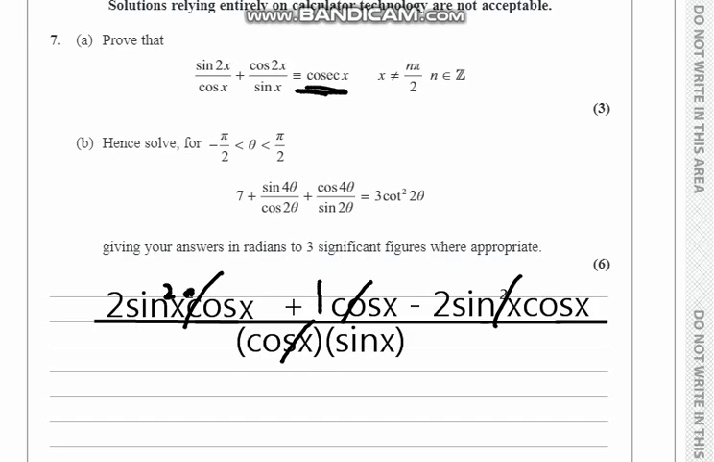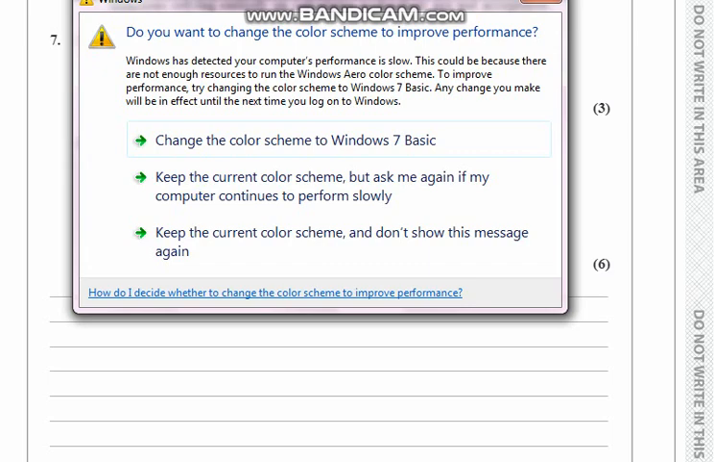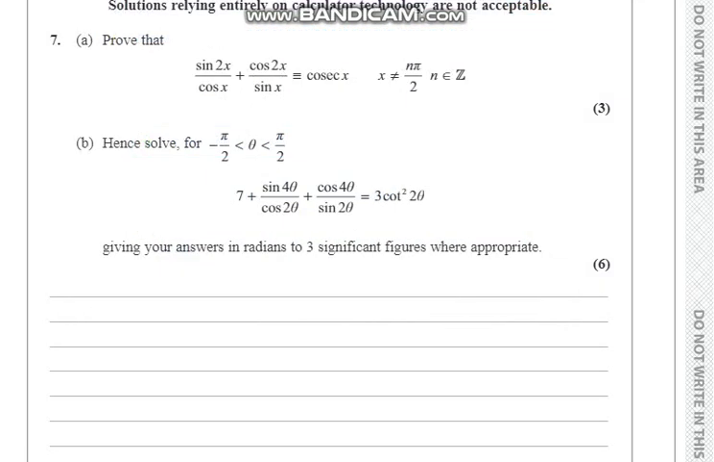Moving on to part B. Hence solve for minus pi upon 2 less than theta less than pi upon 2, that's the domain. And they're asking us that 7 plus sin 4 theta upon cos 2 theta plus cos 4 theta upon sin 2 theta is equal to 3 cot square 2 theta, giving your answers in radians to 3 significant figures where appropriate, and that's 6 marks. So we have to find all the values of theta here.